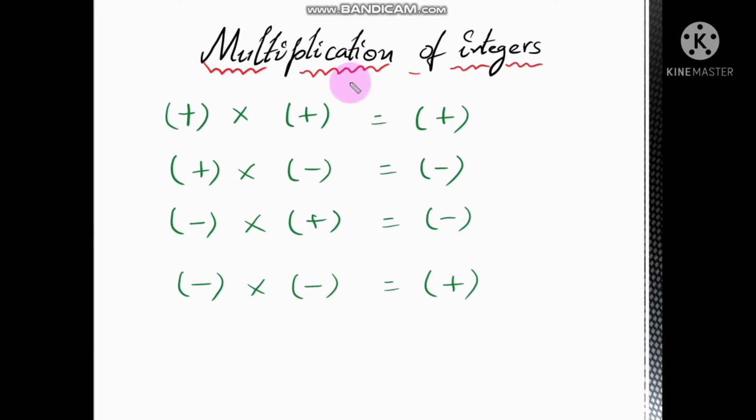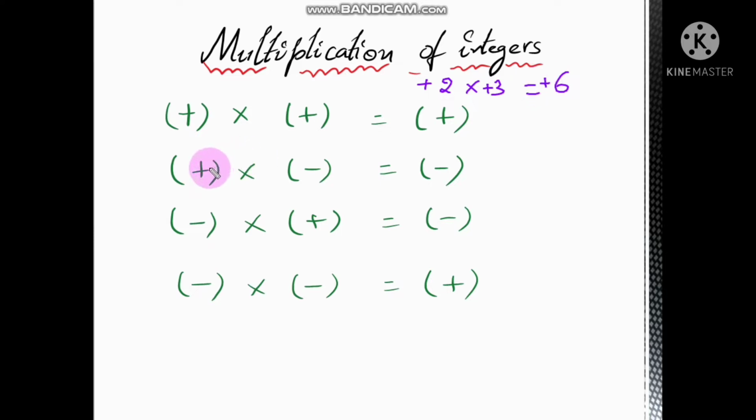So whenever we are multiplying a positive integer with a positive integer, we always get positive as the result. So plus into plus is equal to plus. So positive integer multiplied by a positive integer, we get positive as answer. For example, plus 2 into plus 3, we get 6. So here 2 is a positive integer, 3 is a positive integer, and 6 is also a positive integer.